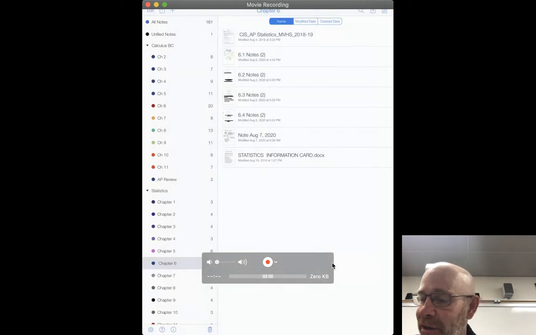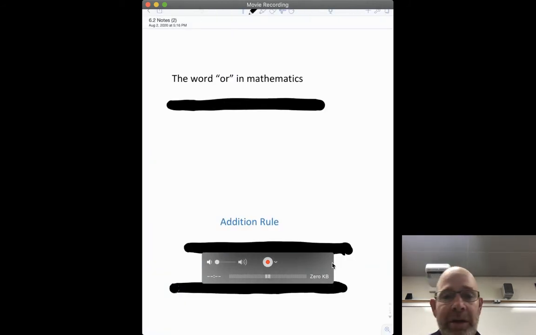Give me a second here to move on to 6.2. We're going to go to 6.2. So section 6.2 introduces some mathematical formulas for you. The first one's called the addition rule, which we'll talk about in a second. So we're going to talk briefly about the word or in math. In last night's homework, I think you had a problem that said, for the dice problem, what's the probability of getting a 7 or an 11.